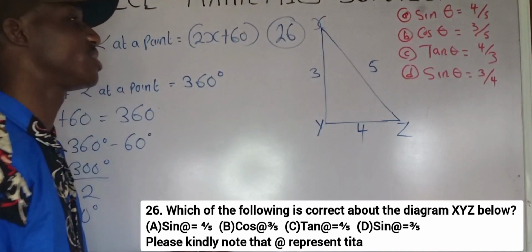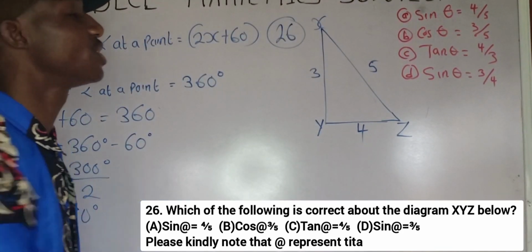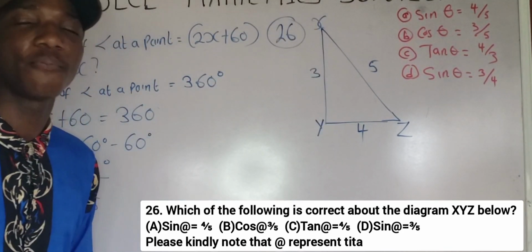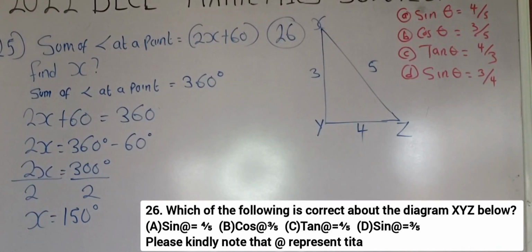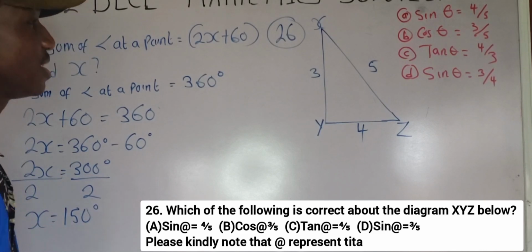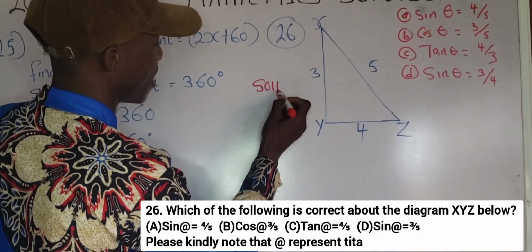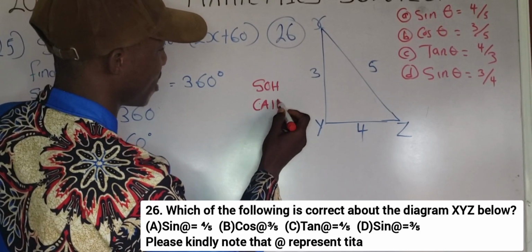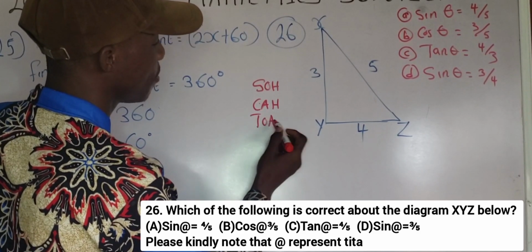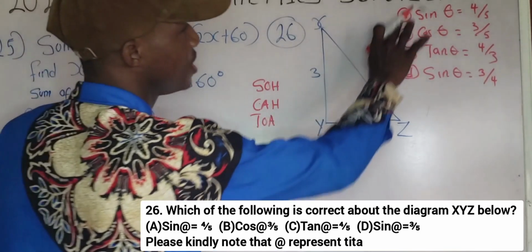Now, with respect to this diagram that you are given, which of these options is correct? I'm very sure you will have heard of this mnemonic device in trigonometry. This question is coming from trigonometry, you understand what I'm saying? And there is a mnemonic device that we can use to determine the option that is correct. The name of that mnemonic device is SOHCAHTOA. With the help of this mnemonic device, we can determine the option that is correct.